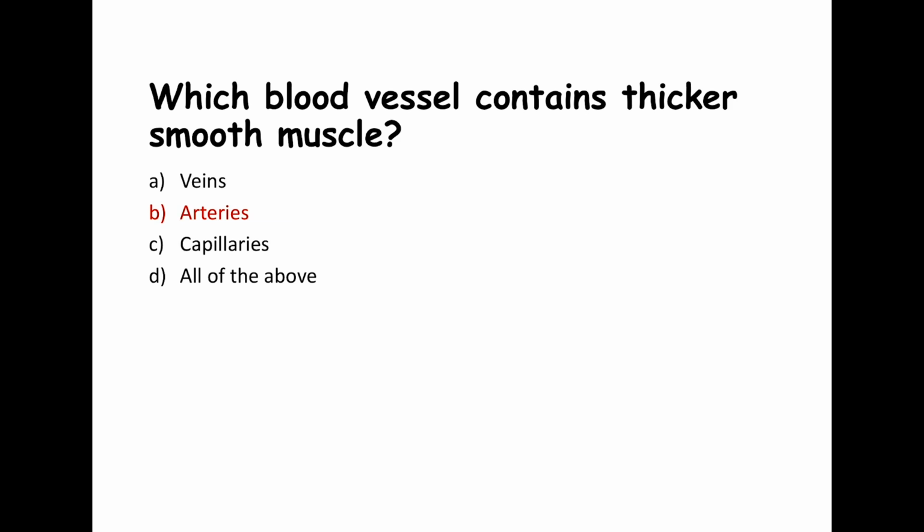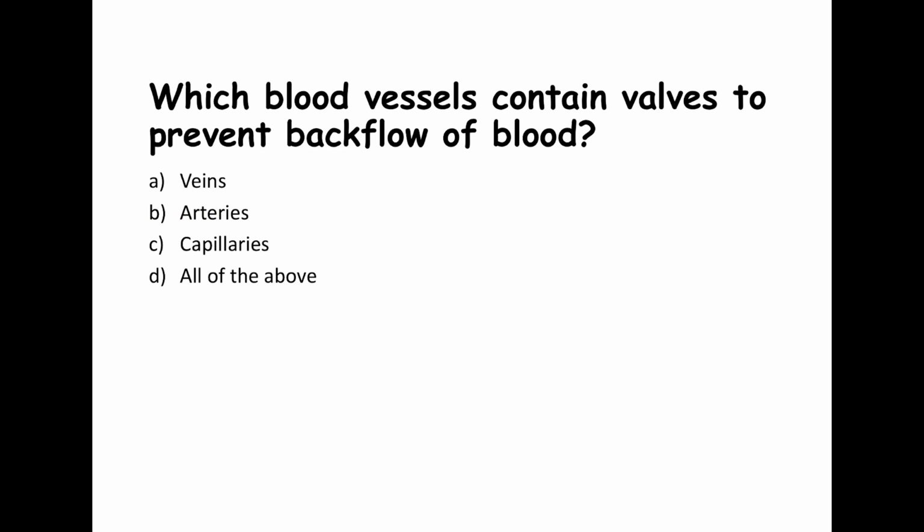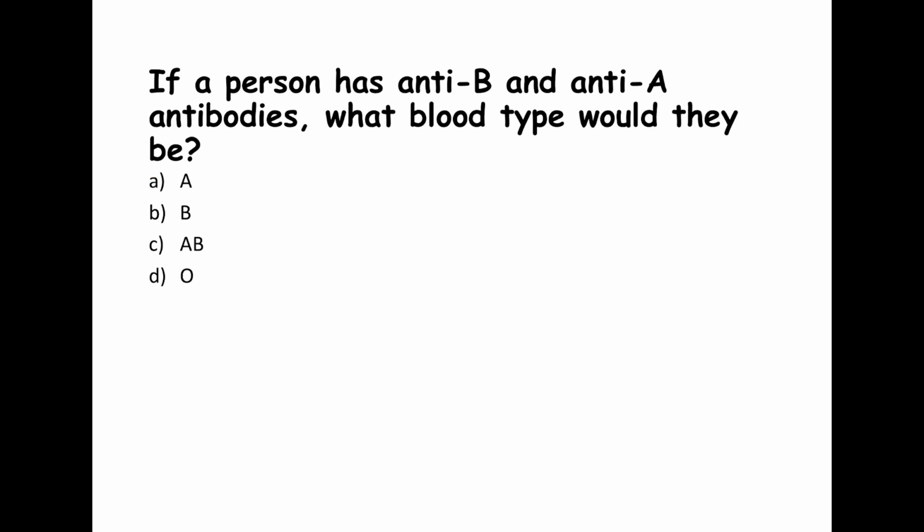All right, next question. Which blood vessels contain valves to prevent backflow of blood? Is it veins, arteries, capillaries, or all of the above? Remember, we said that veins have valves, okay? And remember, because veins are so farthest away from the heart, it doesn't have that force to get the blood going through, so you have those valves. Next question. If a person has anti-B and anti-A antibodies, what blood type would they be? So if they have anti-A and anti-B, so that means they can't get either of them. They're type O. Okay?